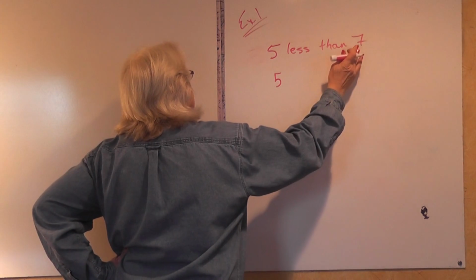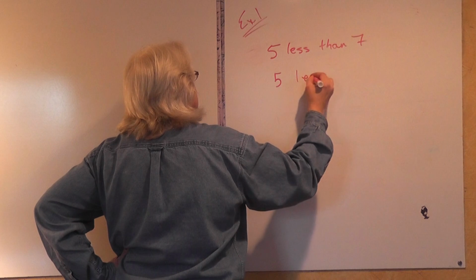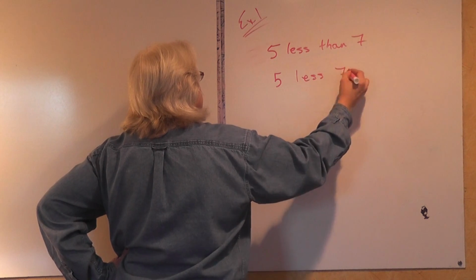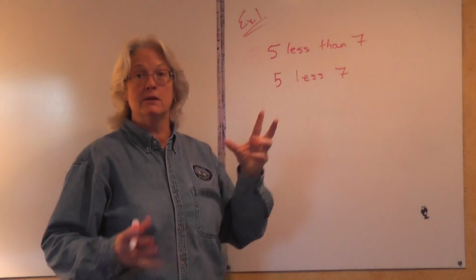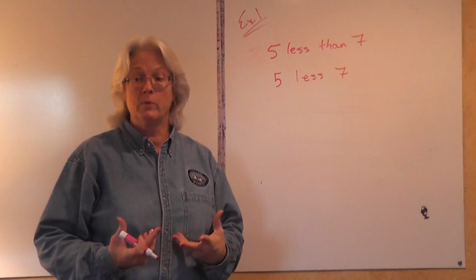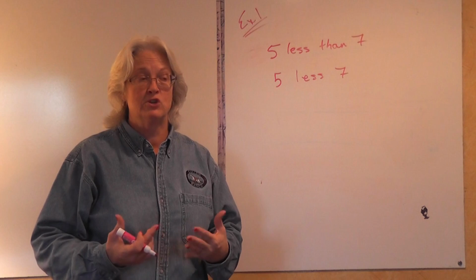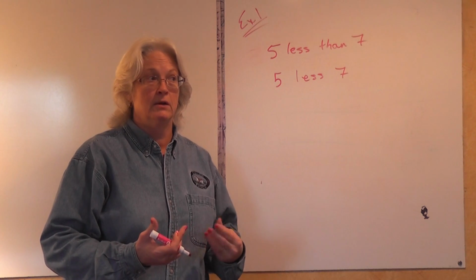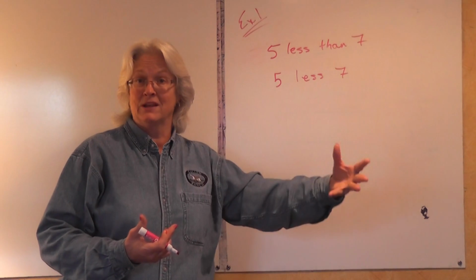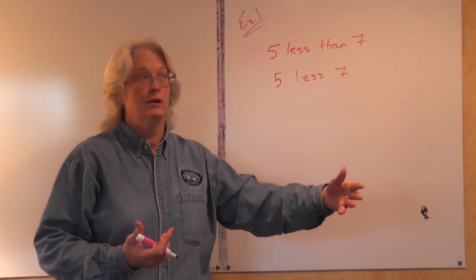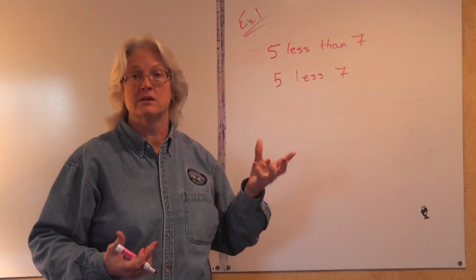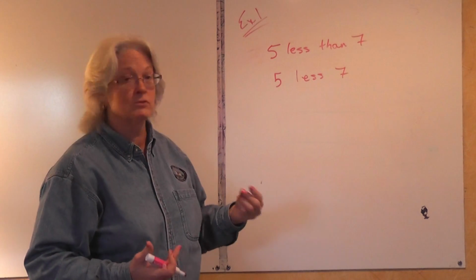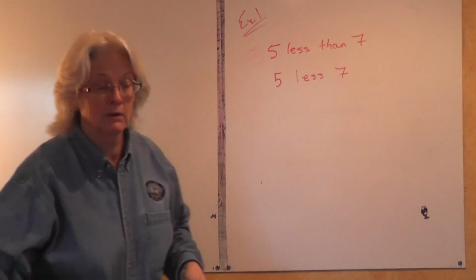Five less than 7. Okay. What are we beginning with? John has 5 cars less than Matthew does. Matthew has 7. John has 5 less than that. John has 2 cars, correct?